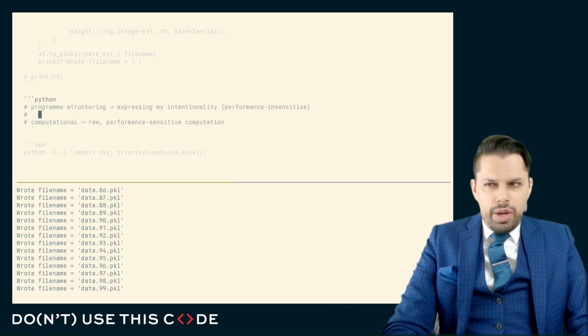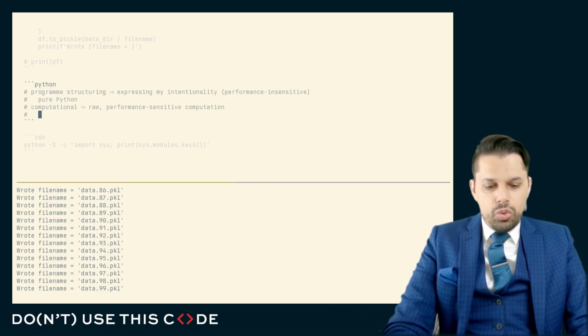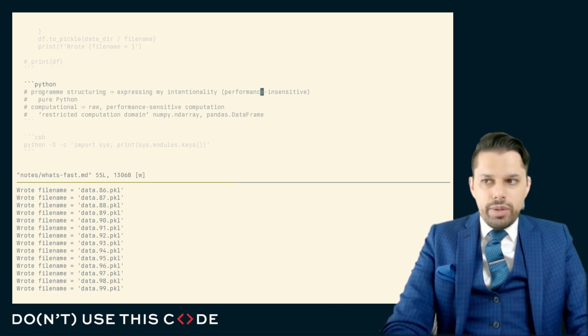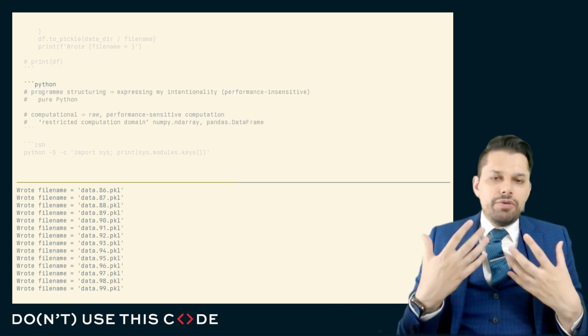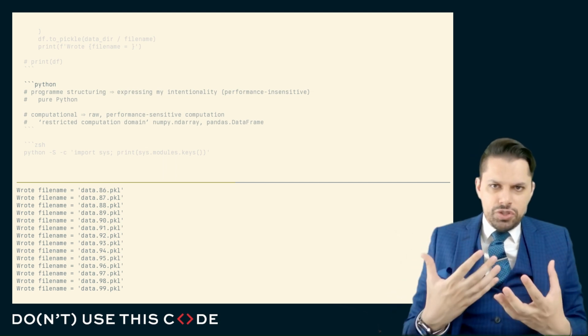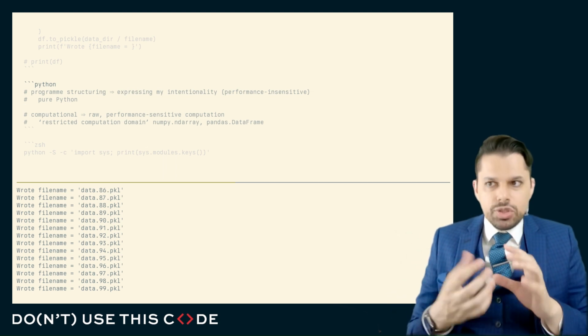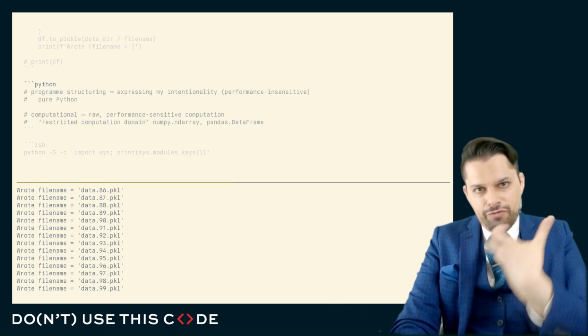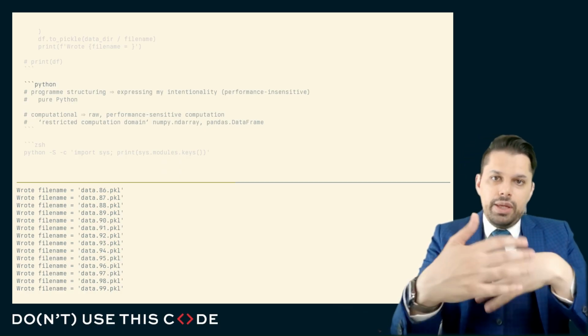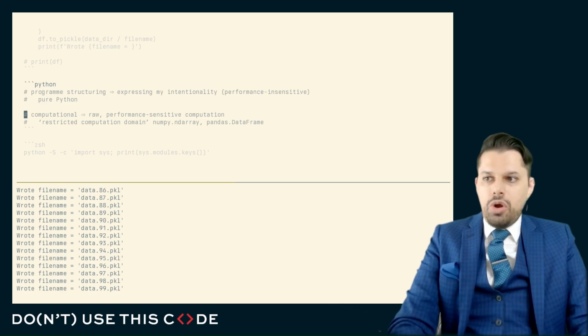And typically, when I'm talking about program structuring, I'm talking about pure Python code. When I'm talking about computational work, I'm talking about code within a restricted computation domain, like NumPy's ndarray or a pandas DataFrame or pandas Series. For the program structuring, I want to use all of the features of Python, all of the dynamic features of Python, and I'm not going to worry that much because generally the program structuring, by virtue of needing to be human understandable, is going to be quite minimal in scope over the computational work.